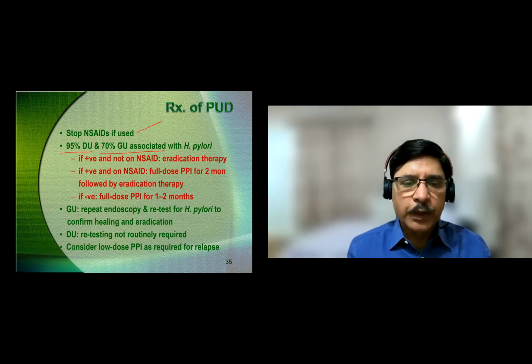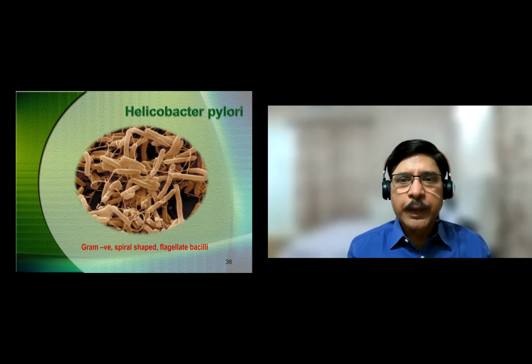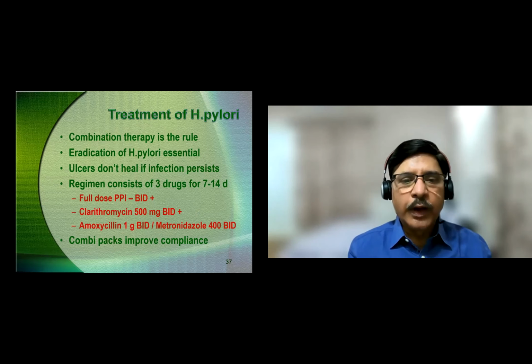Now, a word about H. pylori. Helicobacter pylori is a gram-negative, spiral-shaped flagellate bacillus. They look like that under the microscope. And what do I give? Full dose PPI BID, that is 40 milligrams of omeprazole BID, plus clarithromycin 500 milligrams twice a day, plus amoxicillin 1 gram or metronidazole.